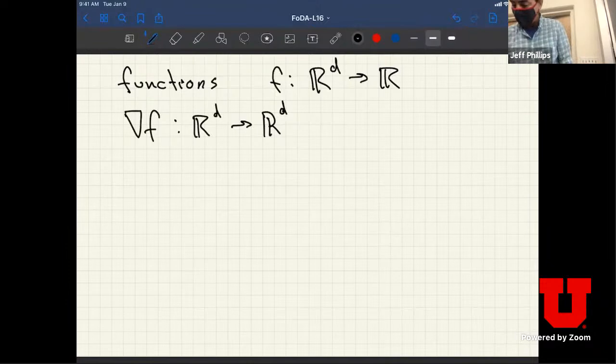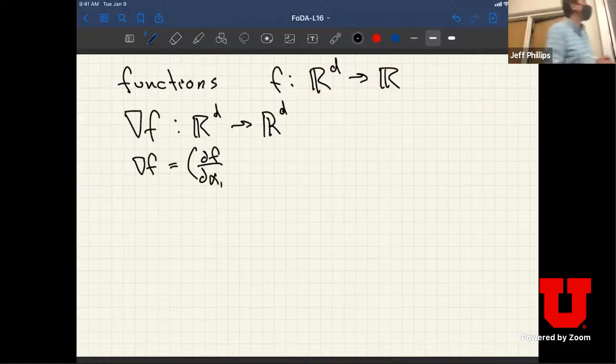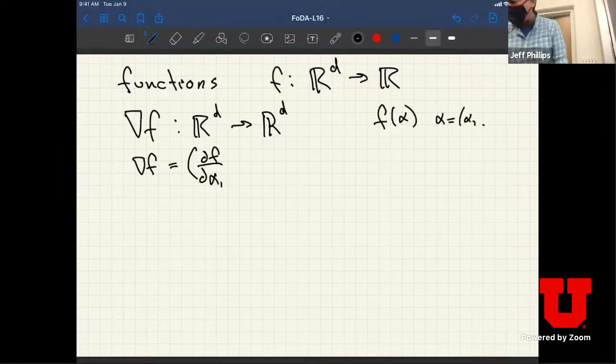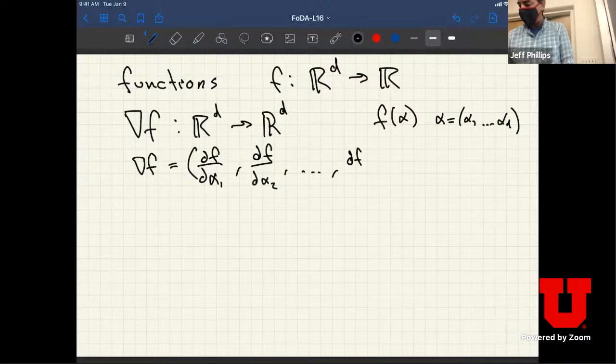And so this function is precisely defined, and I can define this in two ways. One is I can think of it as a vector, where the vector output is the partial derivative with respect to alpha 1. Alpha 1 is the first thing in the input. So we typically say f of alpha, where alpha equals alpha 1 up to alpha d. And then I take the partial derivative with respect to the second parameter of the input, and each of these gives me one of the coordinates of this gradient.